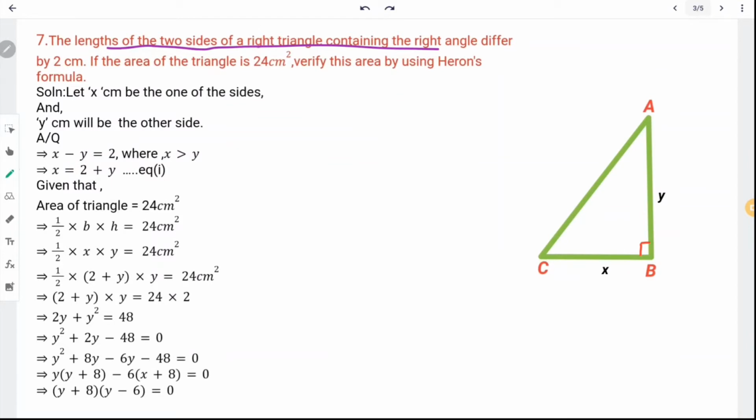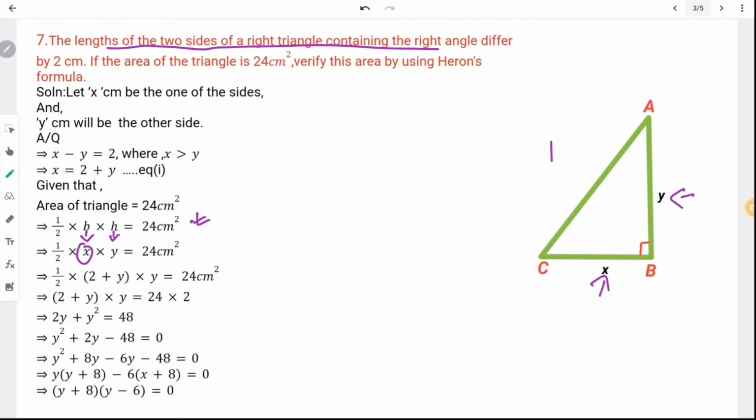Now since this is a right triangle, we know it has a base and a height, which means we can use the area of triangle formula, half base into height. Base is x and height is y, and they've given us the area 24 centimeter square. Next step, we'll substitute this y.